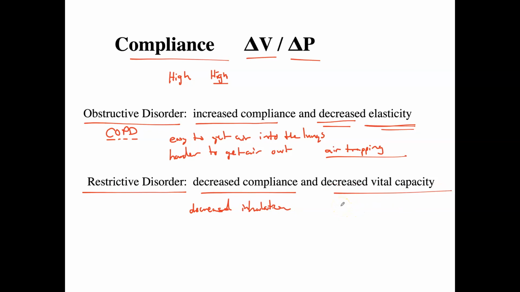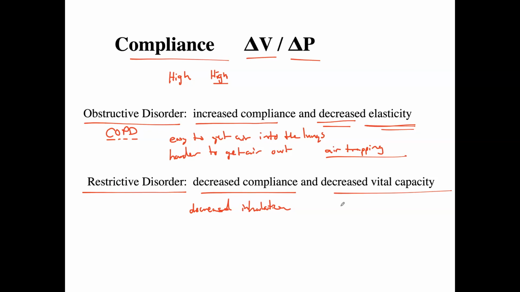And so when your vital capacity is going down, that's the total amount of exchangeable air decreasing. Again, we're having trouble oxygenating our cardiovascular system. So two different types of disorders, but ultimately we're affecting the ability to properly oxygenate the cardiovascular system and have proper aerobic metabolism within the body.